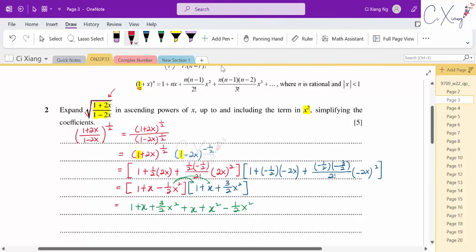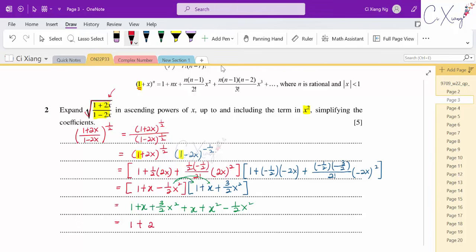So I just need to double check and see, have I included all the terms up to the higher power x squared or not? If yes, then you simplify everything here, and we'll get something like this. So for me, I'm having 1 plus 2x, then plus 2x squared. Alright, so this is how we answer question 2 by using the binomial series formula.